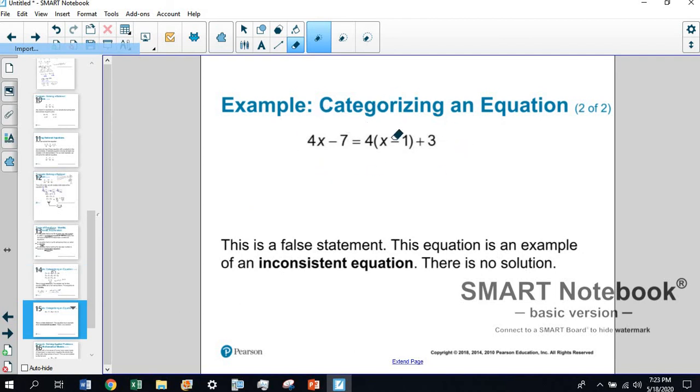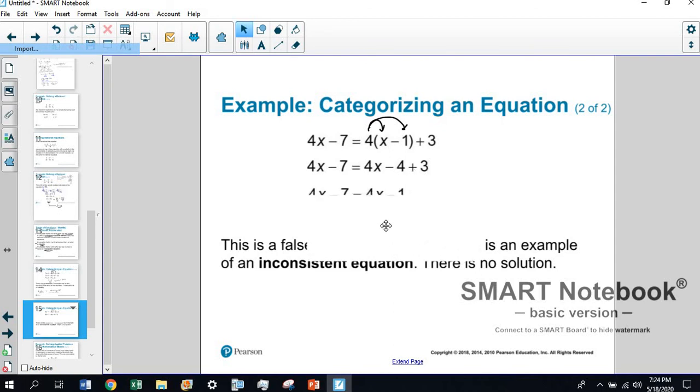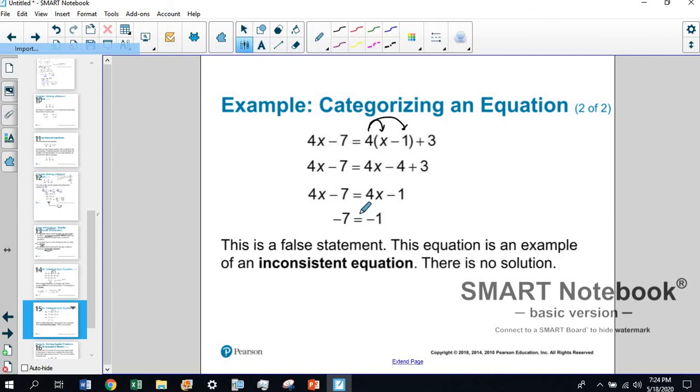But if you have an equation like this, distribute the 4, and then we get 4x minus 7 equals 4x minus 3 plus 1 minus 4 plus 3. Subtract 4x from both sides, and you get negative 7 equals negative 1. That's never true. It's a false statement with no x's in there. This is what's known as inconsistent. And so with an inconsistent equation, you just write no solution.